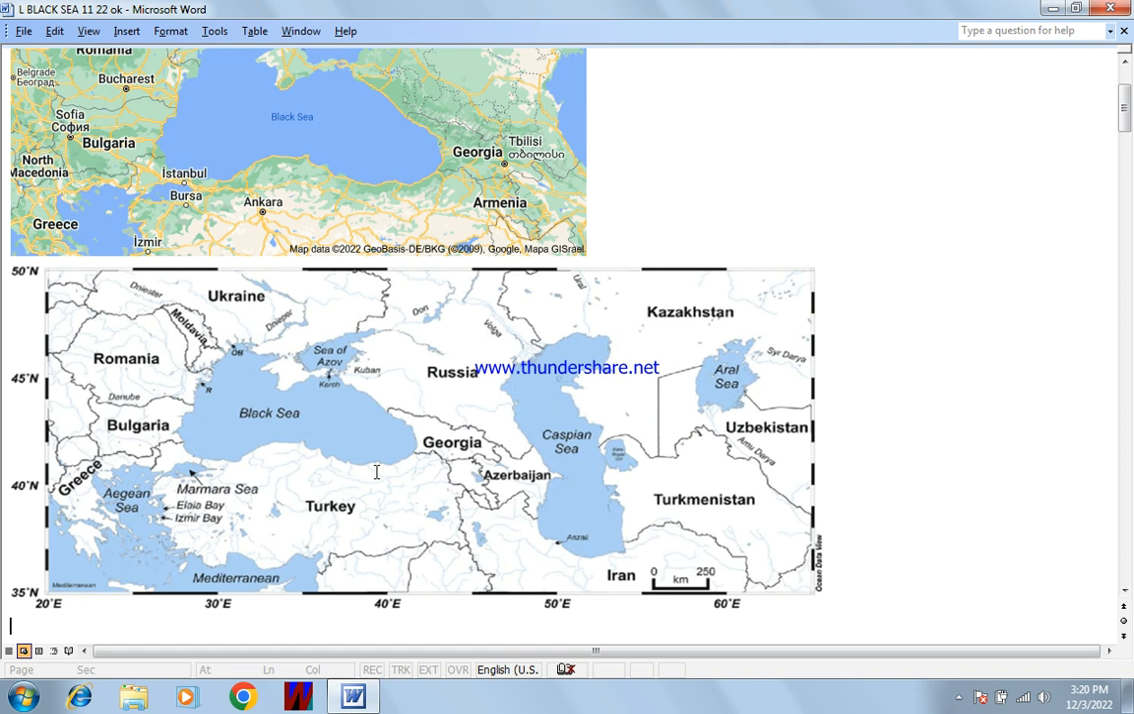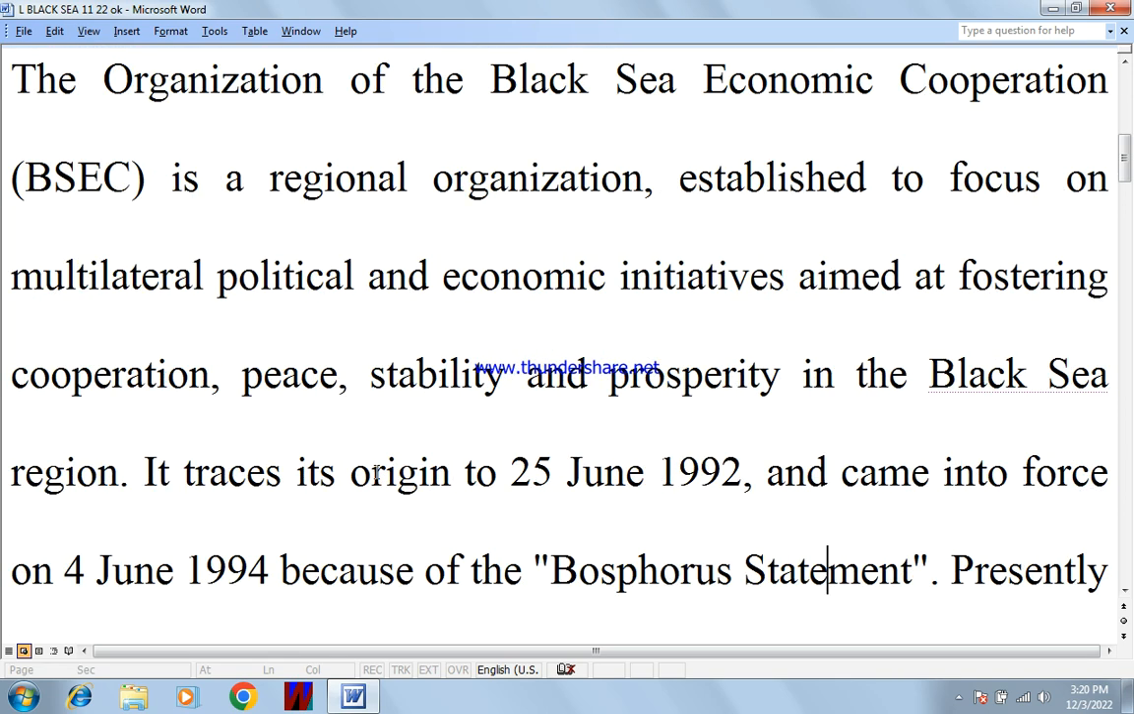Now let us move to our topic, the notes of the Organization of Black Sea Economic Cooperation, or BSEC, is a regional organization established to focus on multilateral political and economic initiatives aimed at fostering cooperation, peace, stability and prosperity in the Black Sea region.